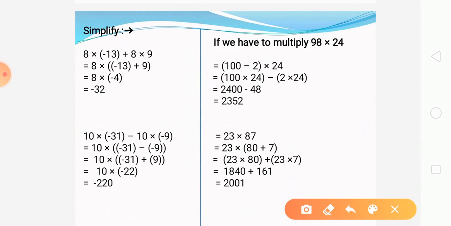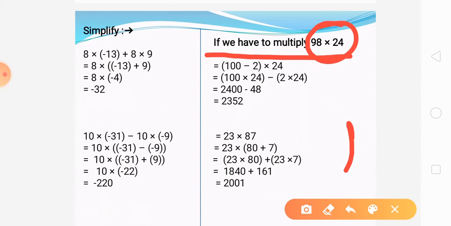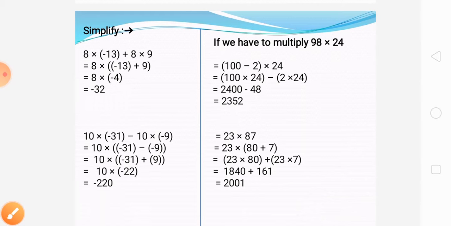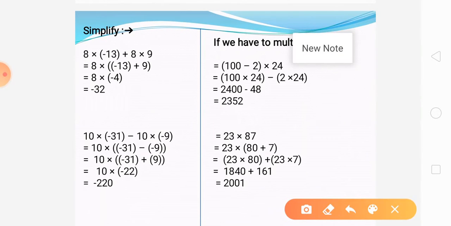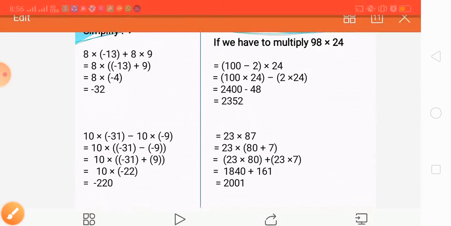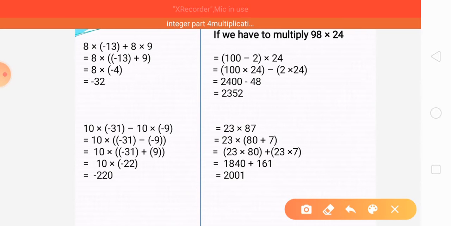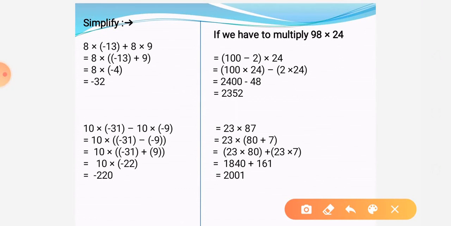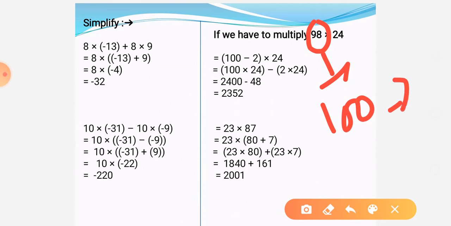Let's say we have to multiply 98 into 24. Now both these numbers are big numbers. We don't know or can't remember the tables of these numbers. So how can we make use of this distributive property? First we will break this 98. I have broken this 98 as 100 minus 2. I can write 98 as 100 minus 2.